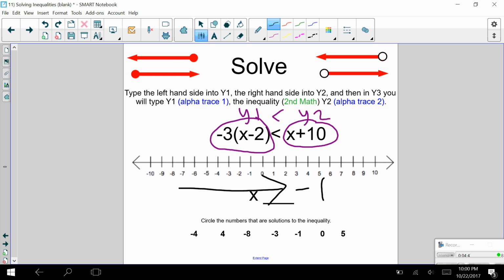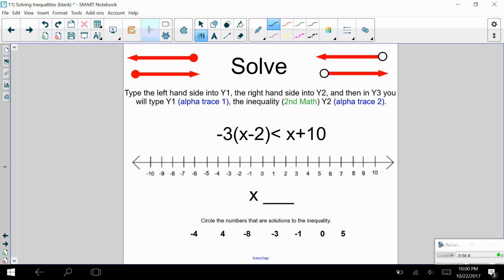So what does that mean? That means my inequality is x is greater than -1, which would mean I'd have an open circle on -1 pointing to the right, and I would want to choose everything that is greater than -1. So 4, 0, 5. I do not choose -1 because I do not have a line underneath it.